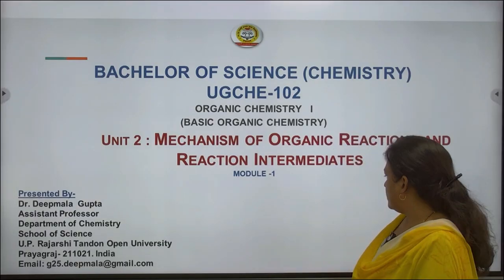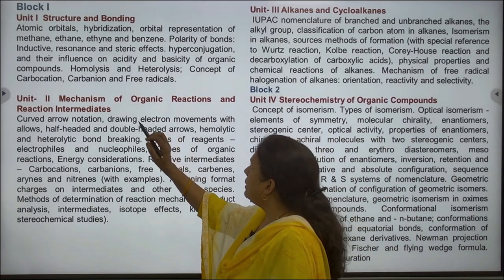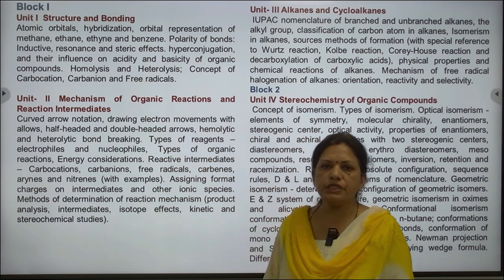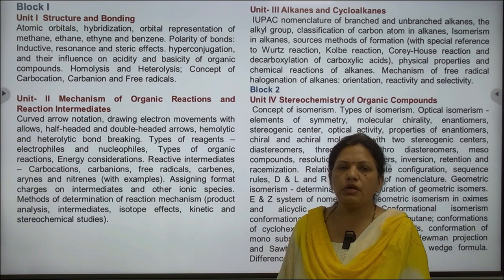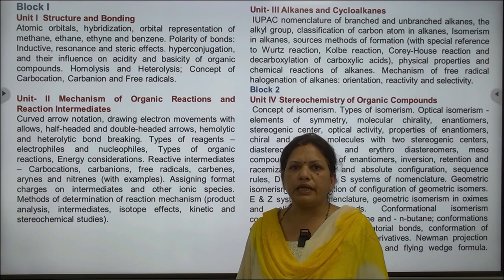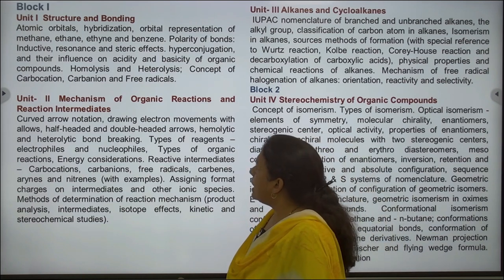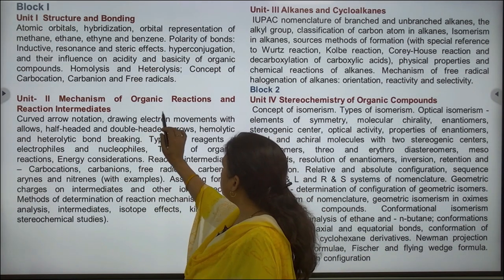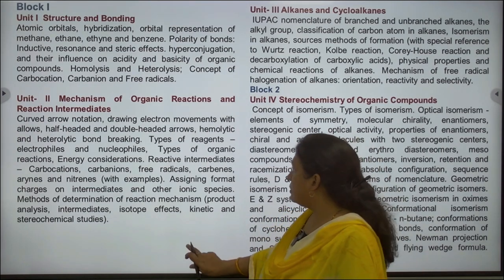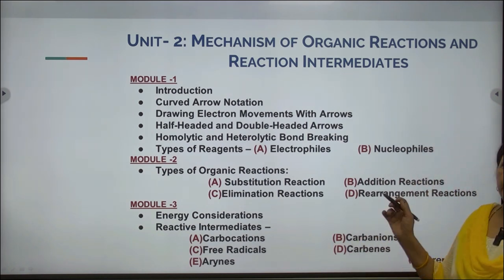In the last lectures, we talked about Unit 1, Structure and Bonding of Course Code UGCHE-102 and Course Structure Organic Chemistry 1, Basic Organic Chemistry. Today we will be starting with Unit 2, Mechanism of Organic Reactions and Reaction Intermediate. This unit is divided into three modules.